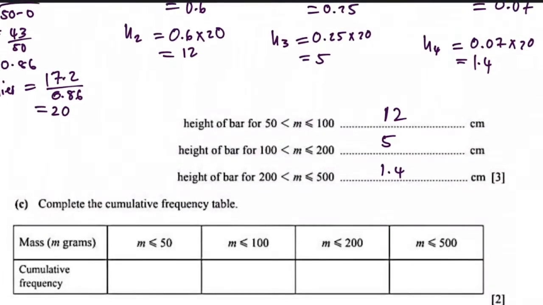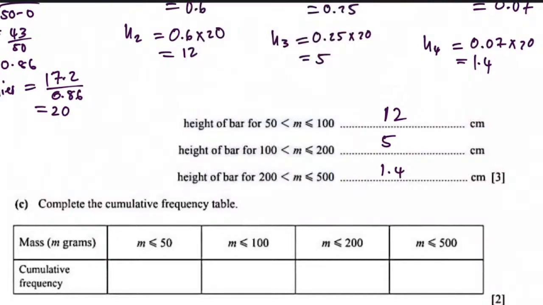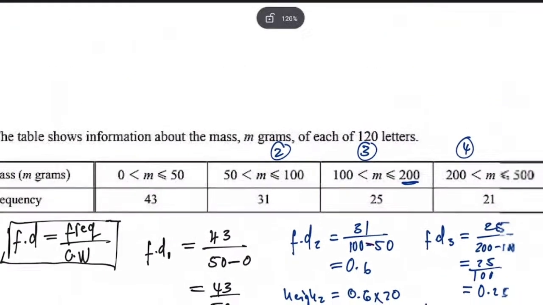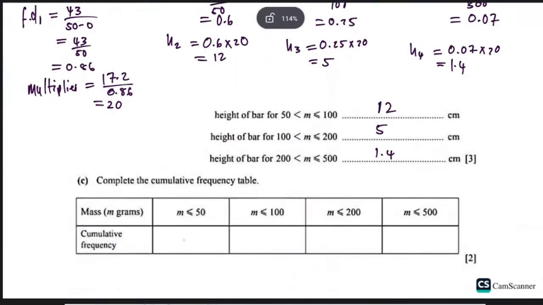Now let's put the simple table as well, which they want. This cumulative frequency table, which we've done over and over again. We just come to this table, which is the original one. Then you take this first value and you put it in the first position.